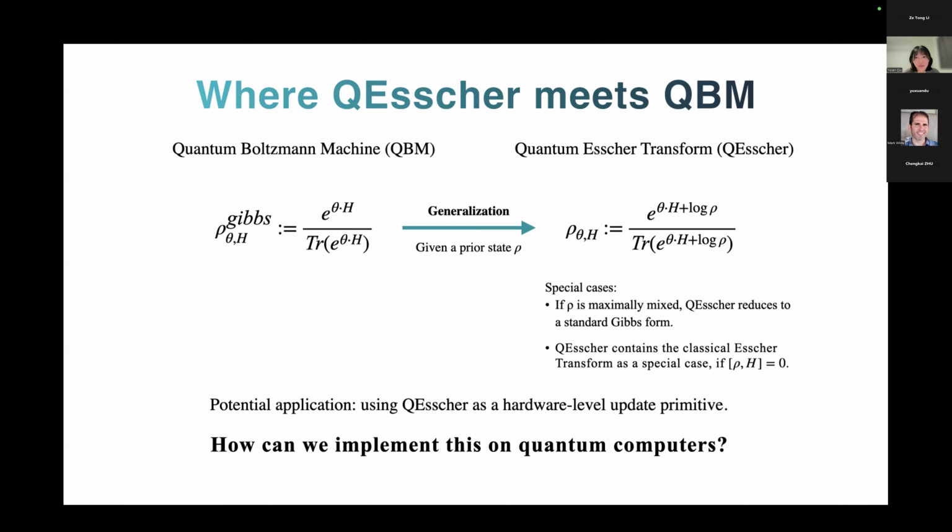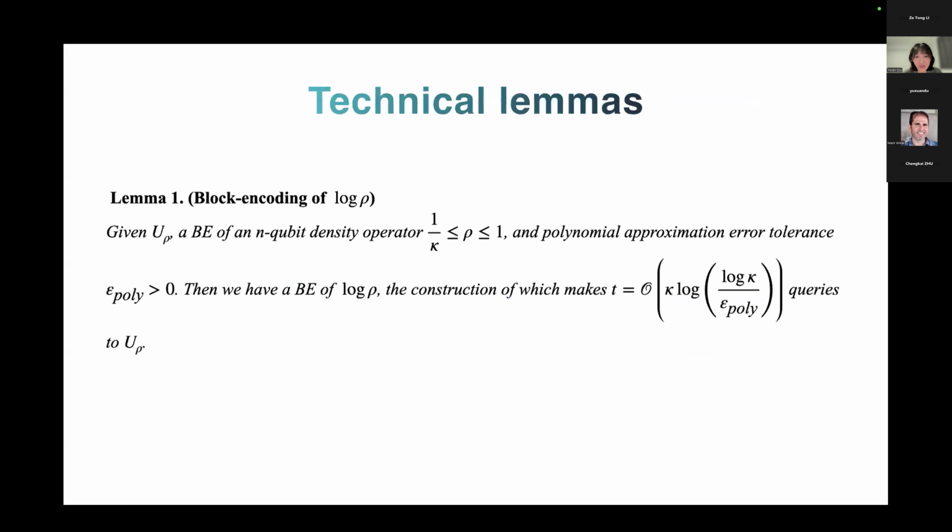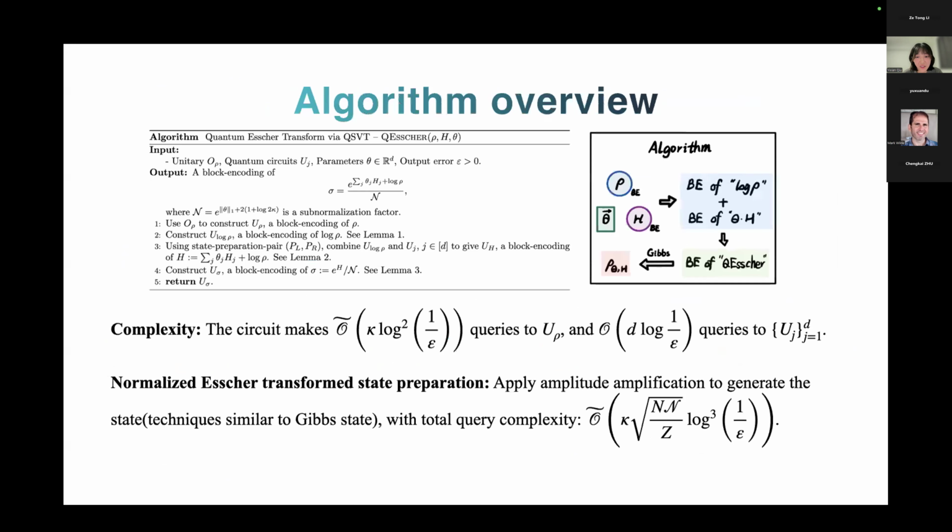I have some other questions. When you talked about the algorithm for preparing the block encoding of the quantum Escher transform, can you go to that slide? Yeah, this is pretty good. Is there an assumption on the norm of Hj? Is it assumed to be less than 1? Yes, it should be bounded by 1.